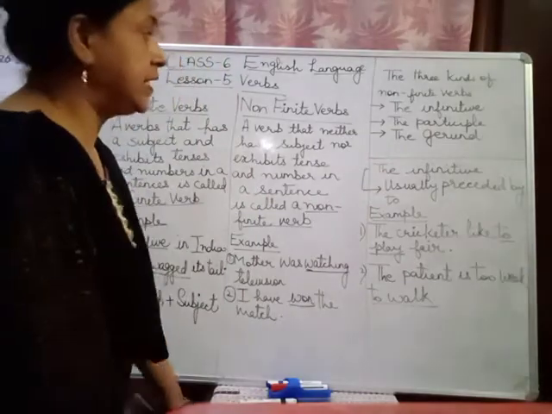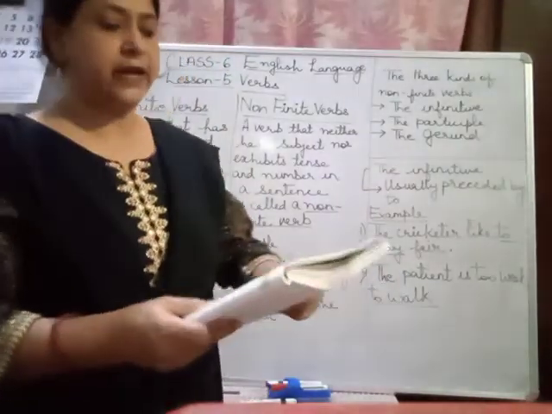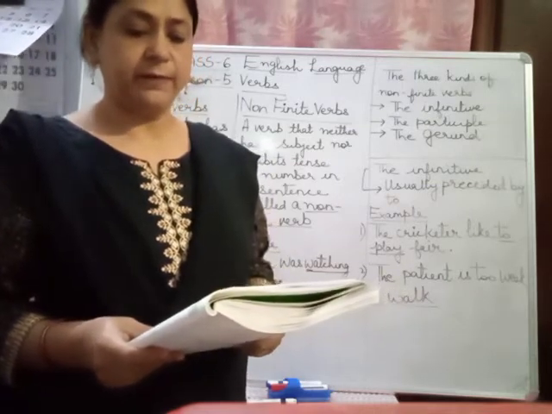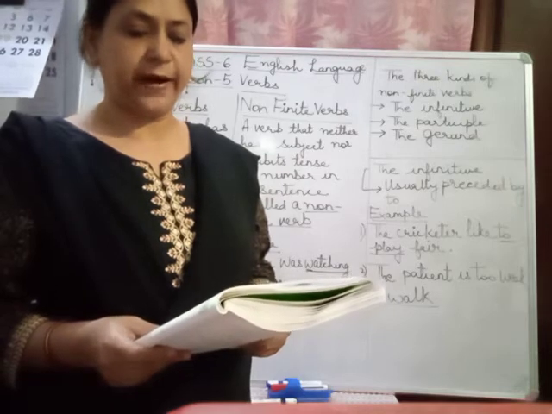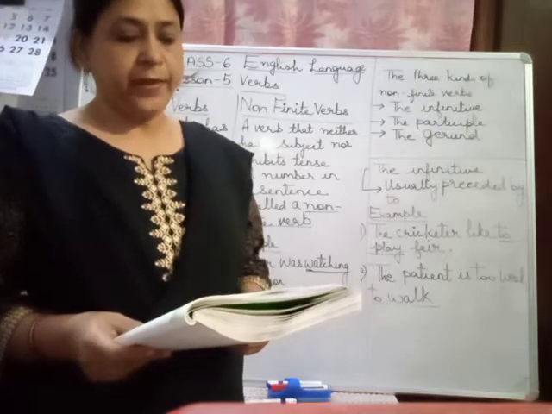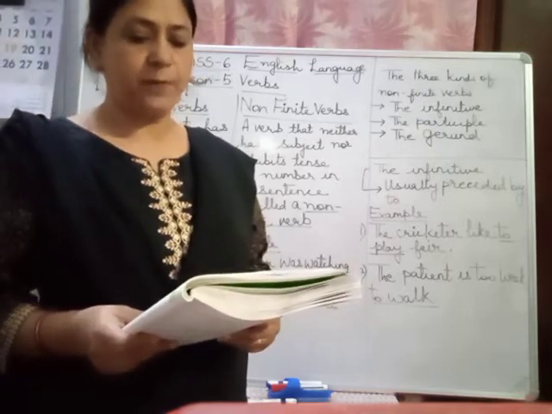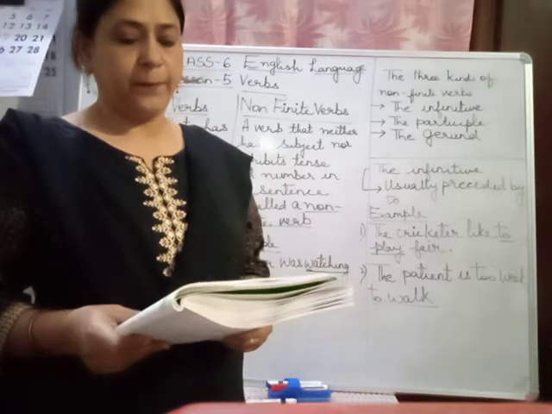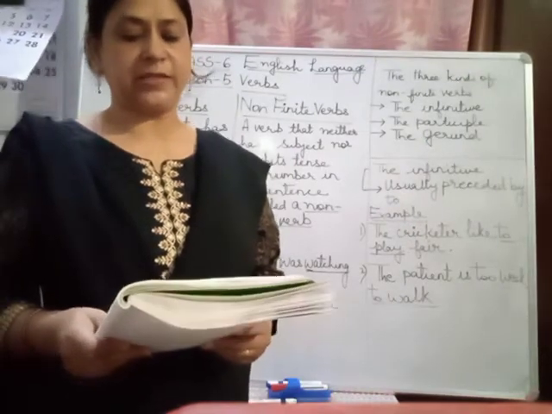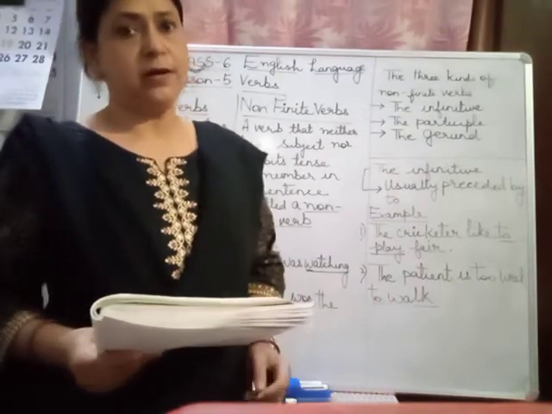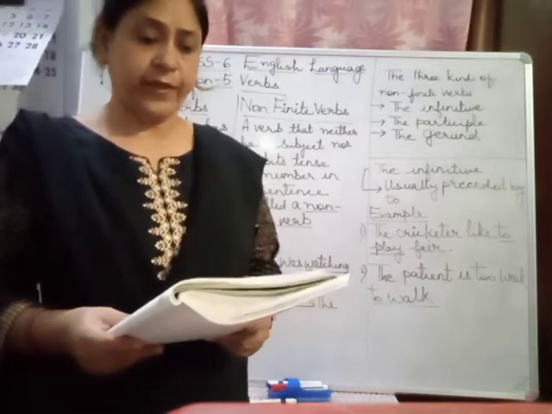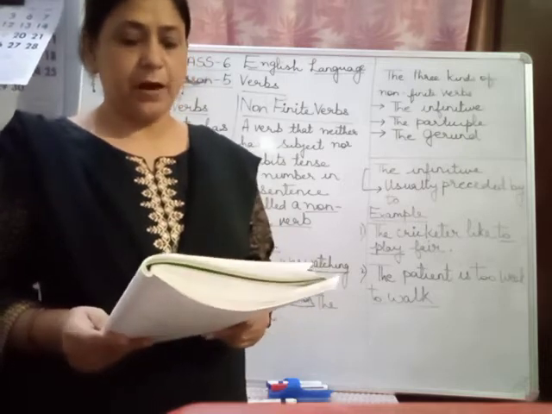So children, we see here what is an infinitive verb. The infinitive form of a verb is the verb in its basic form, usually preceded by to. For example, the cricketers like to play fair games. The team hopes to win the championship. The patient is too weak to walk. The children have to see the exhibition. So children, to is in the infinitive verb.